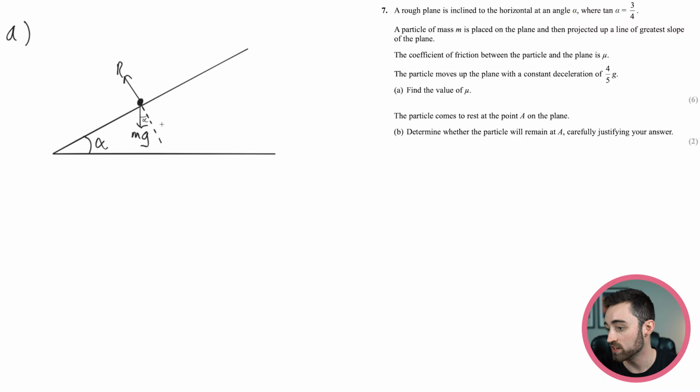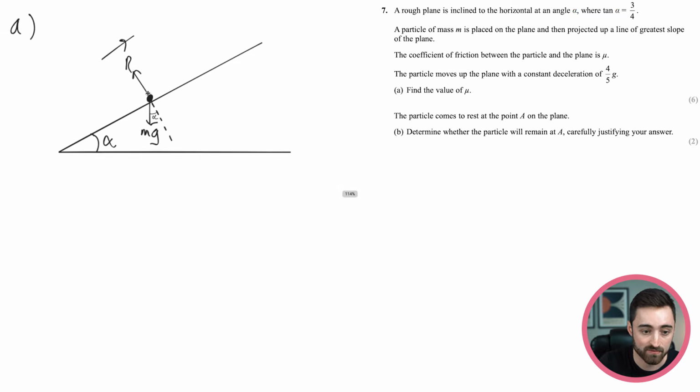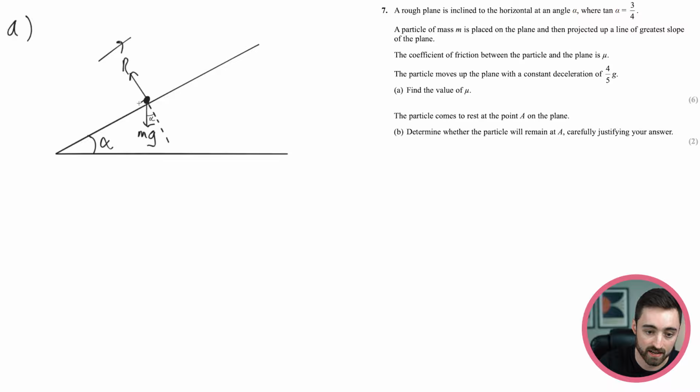Okay, what else do we know? Well, look, it's projected up the plane, so it's currently moving up the plane. So if it's moving up, what is the direction that friction is going in? Well, friction is opposing motion, isn't it? So friction is going to be going down the plane. So I have an F going down here. Cool. Do I have any other forces? I don't think I do.